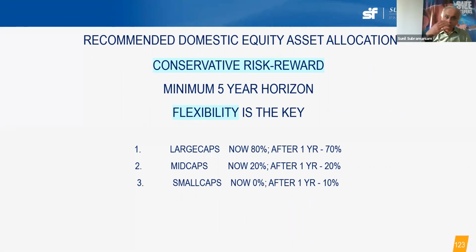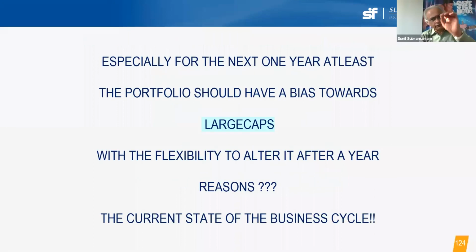And if you are a conservative investor, then I would suggest you eschew small caps and put 80% into large caps and 20% into mid caps. Maybe a year later, you can add 10% into the small caps once the recovery is visible. So on this basis, as you can see, especially for the next 1 year, the portfolio should have a bias towards large cap with the flexibility to alter, the reason being the current state of the business cycle, right?